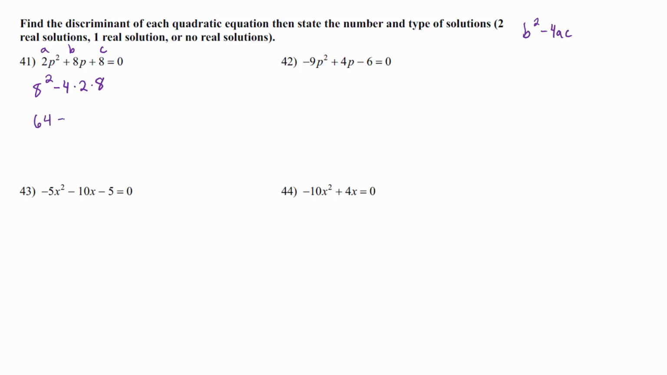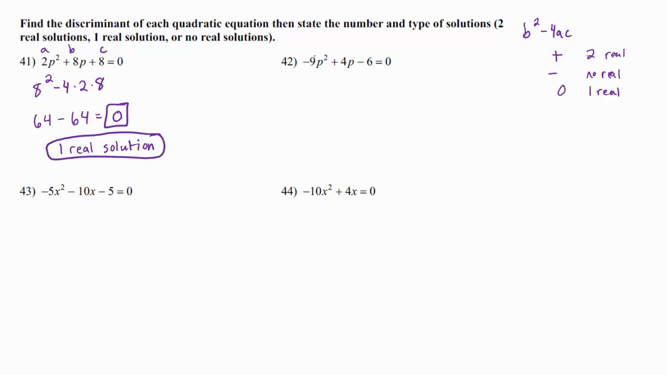So this is 64 minus 8 times 8, which is also 64. The discriminant of this is 0. And so one of the things with this, you have to remember that if you get a positive number, you have 2 real solutions. If you get a negative number, you have no real solutions. And if you get 0, you have 1 real solution. And that's because if I do think about the square root in the quadratic formula, then the square root of 0 is 0. That means the plus and minus isn't actually going to be doing anything. You're going to add 0 and subtract 0, which is going to give you the same answer twice. So that's why there's only 1 real solution when our discriminant is 0.